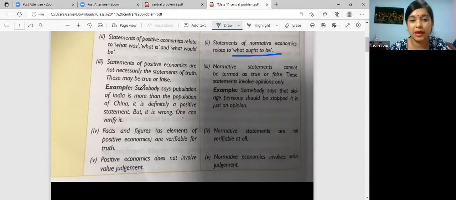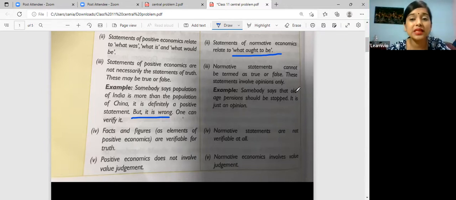Okay. Now an example. Somebody says the population of India is more than the population of China. It is definitely a positive statement. I'm just sharing the problem that India's population is more than China's population, right? Somebody told you that. But this was wrong because China is in number one position in terms of population. India is not number one. China is number one. So you can verify it. You can Google it. You can ask the researcher economists. You can verify it.